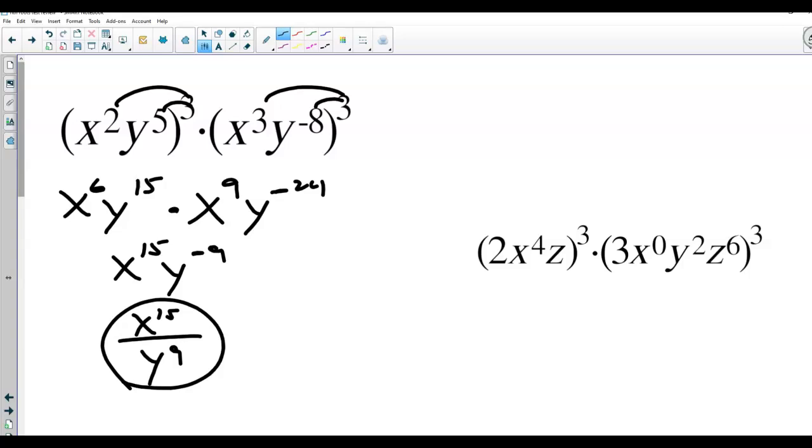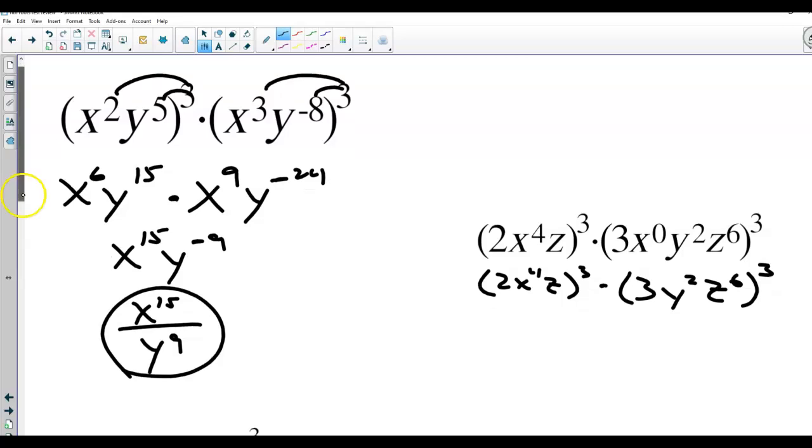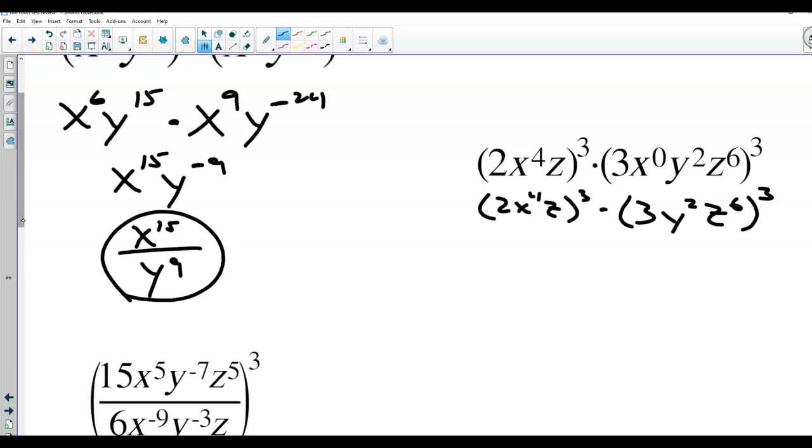Second one, I'm going to distribute. Actually, before I distribute, I'm going to recopy the problem. X to the 0 means 1, so it can kind of go away. And even if you distribute the 3 to it, 3 times 0 is 0, so it's still 1. I think that might be your better option. 2 cubed, 8. X to the 12th, z cubed. I'm just multiplying the 3 to the 4 and the 1.